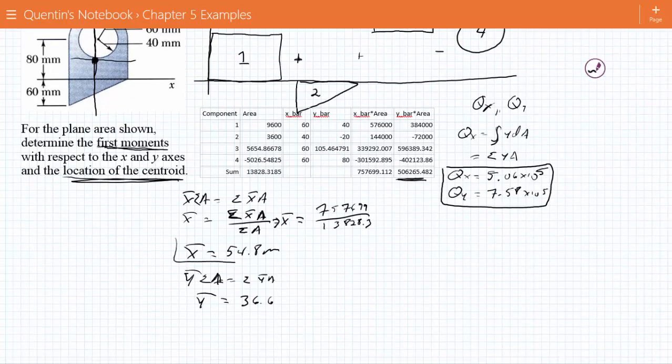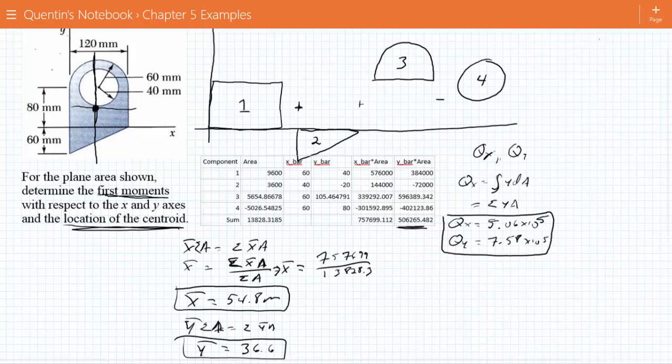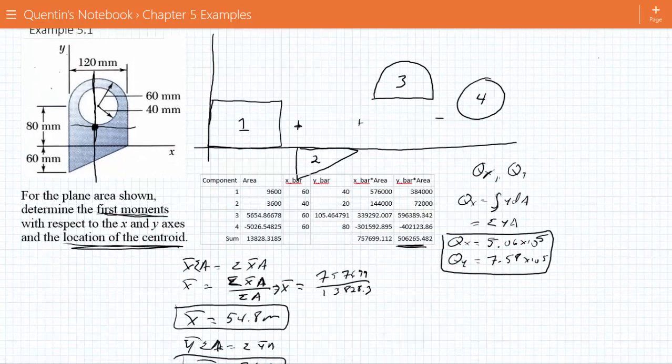So there you go. You have our X bar, and you have our Y bar. And this is how you're going to do it. I'd almost suggest doing a lot of these problems in Excel. I'm doing it on this software so I can show you a little bit better. But this lends itself really well to Excel and to doing these spreadsheets.